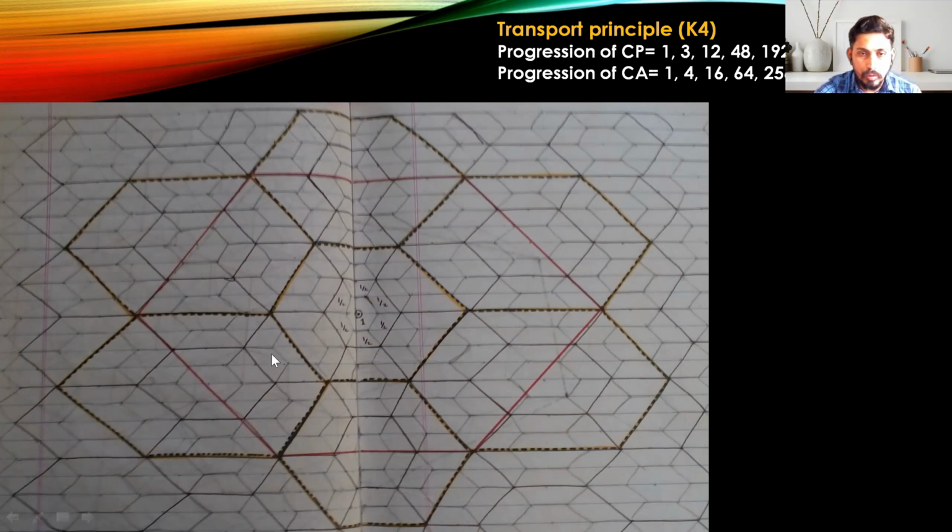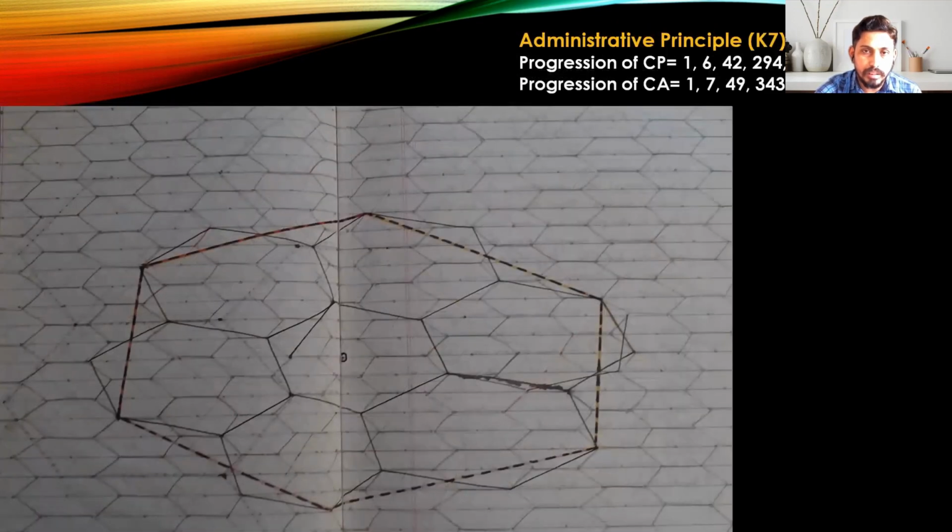And when we look at the progression of the central places, at the lower order center there is one central place. At the middle order center, or the next order centers, there are 3 central places, and at the next order center, there are 12 central places. Similarly, when we look at the progression of the complementary area, the lower order center serves a single complementary area. The next order center serves 4 complementary areas, and again the next order center serves 16 complementary areas. Like that, the progression of the complementary area occurs in the transport principle.